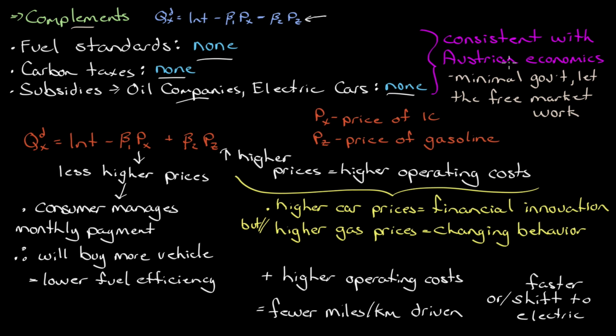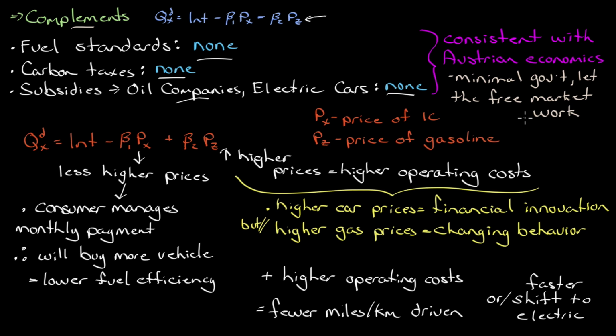This is consistent with Austrian economics, which is minimal government. If you want a more effective price system, what you want to do is get the government out of the economy altogether. And Austrian economics argues that if you get out of the way and let the price system work, it will come up with the best outcome all the time. Minimal government, let the free market work.